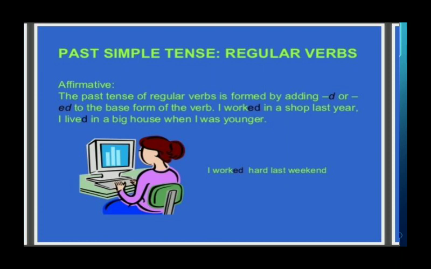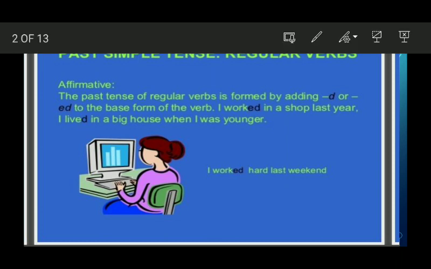Worked. I worked in a shop last day. I lived in a big house when I was younger. You can see here the word worked has been used in simple past tense. There is no use of helping verbs, no use of any negation words, because this is the simple past tense affirmative sentence. So we use the regular verbs and sometimes we also use the irregular verbs.